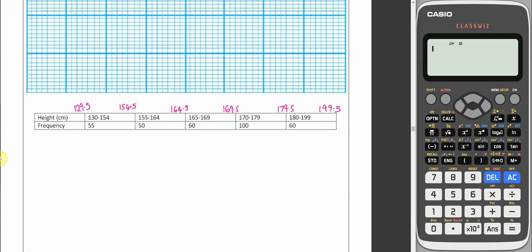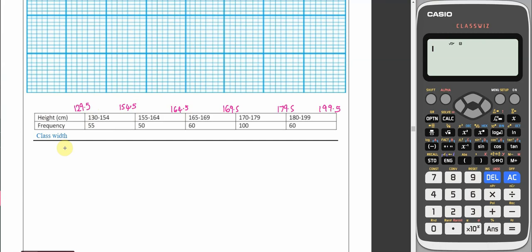Okay, I hope you got that right, 199.5. So these are very important. We mustn't have any gaps between our bars on a histogram because it represents continuous data that can take any value in a given range. Now we've identified the class boundaries, we can now start working out the width of each class. We're going to need the width to work out the frequency densities.